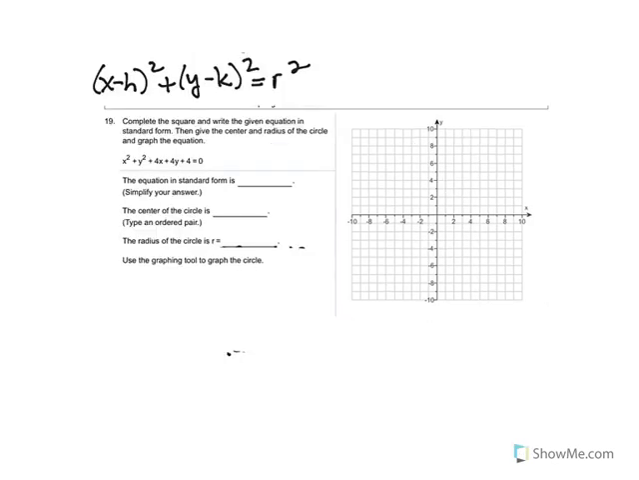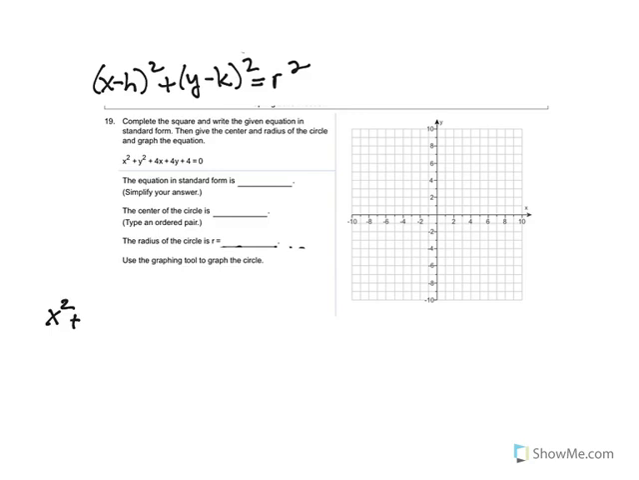Okay, so here we have another example, another problem we're working with. We have to complete the square so that we can write the equation in standard form. So again, first step, rearrange your problem. You need the x's together, you need the y's together. You need any already constant terms to be moved to the other side.